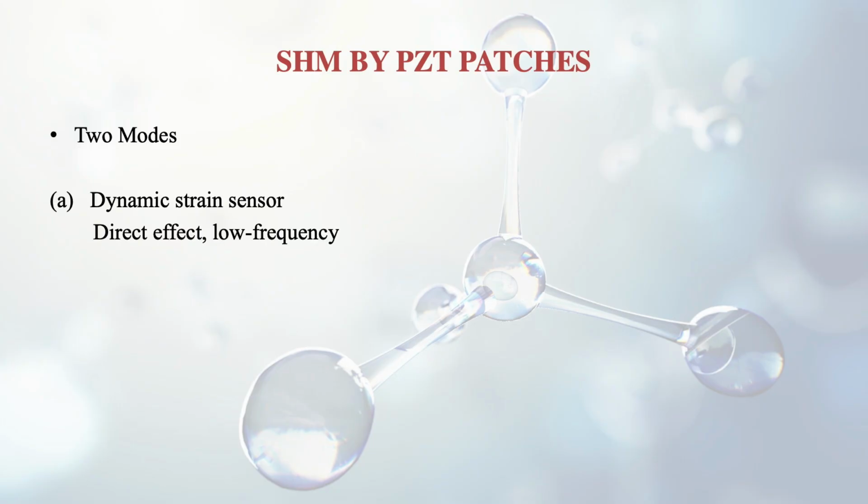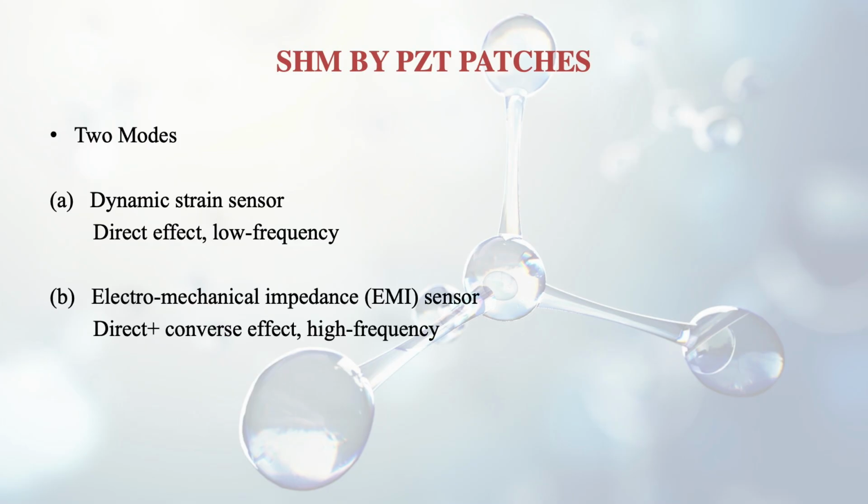So when we talk of structural health monitoring by means of piezoelectric elements, and in specific by PZT or lead zirconate titanate, which is the most widely used piezoelectric material, there are 2 modes. One is as dynamic strain sensor. This uses the direct effect and operates under low frequencies. The other is the electromechanical impedance technique based sensor. This uses both the direct and converse effects and typically operates at high frequencies. Direct effect means just for sensing, converse effect means for actuation. Direct and converse effects together mean that we use both for sensing and actuation.